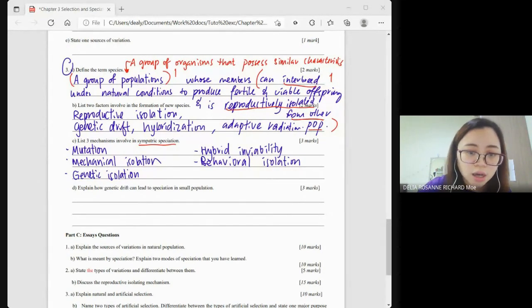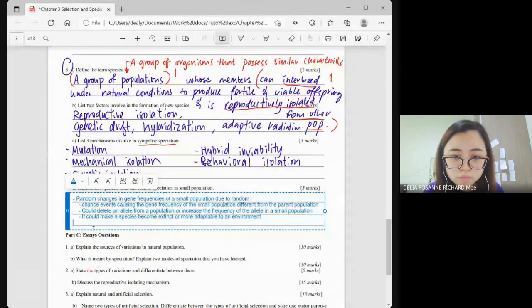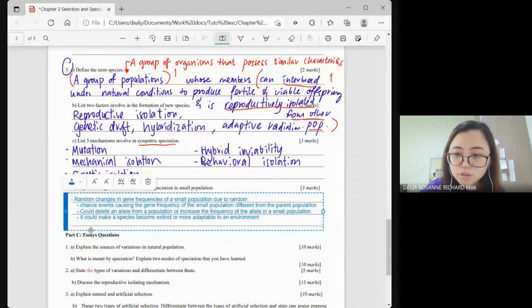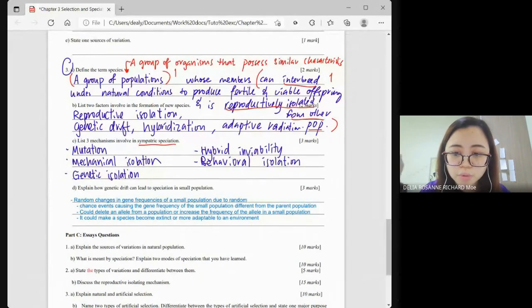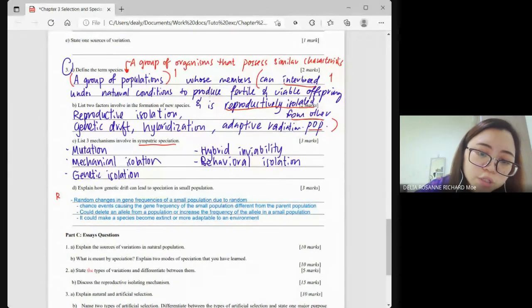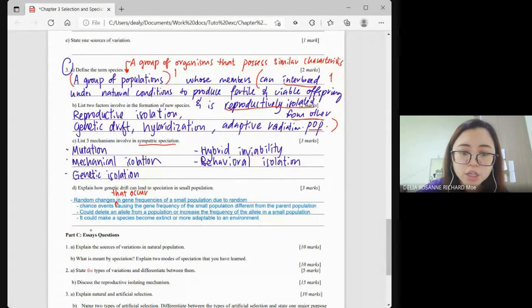So this is how my answer scheme looks. I'm just gonna show you. Okay, how I would mark this. Random changes in gene frequencies of a small population. There will be random changes that occur in gene frequencies of a small population due to random chance events. So random changes in gene frequencies of small population is one.